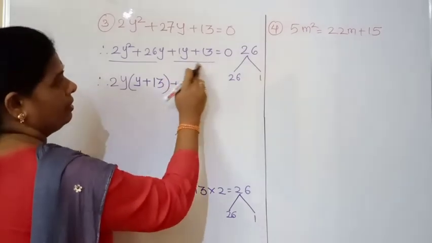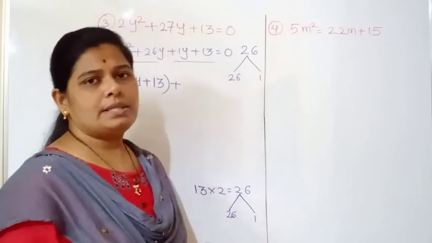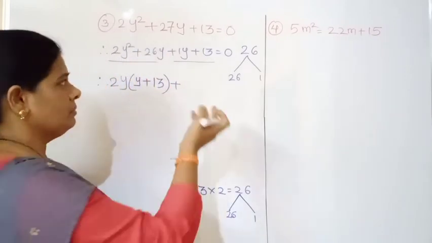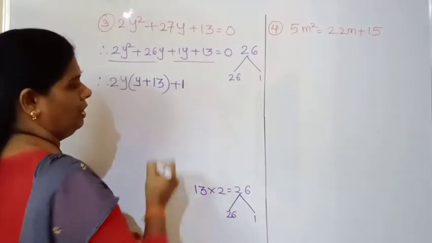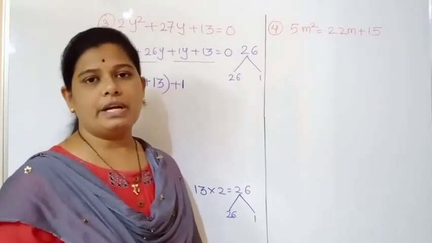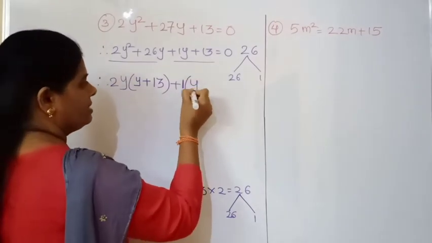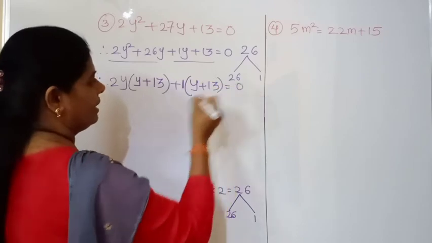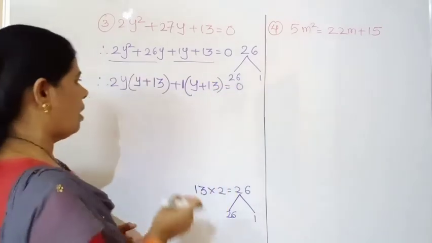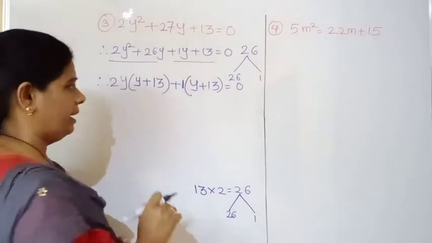Plus. Now here there is no common factor. y is not a common factor, first thing. Second thing, number. As here it is 1, we will take it as 1 only because all the numbers are divisible by 1. So we will take 1 as a common factor and inside the bracket it will be y plus 13, that is equal to 0. See now, the brackets both are same. It means that we are correct.